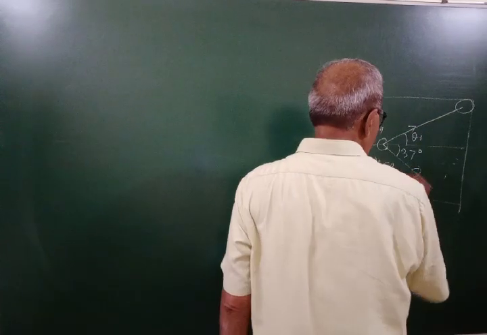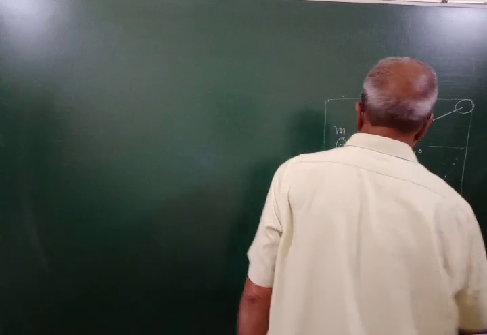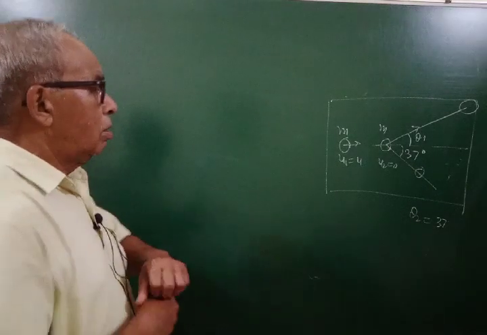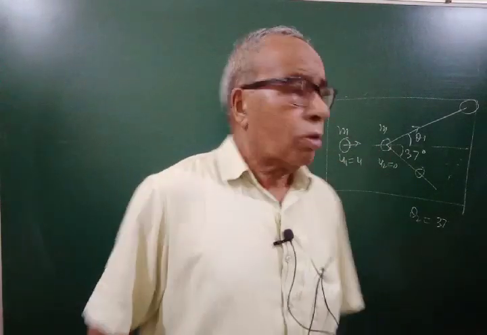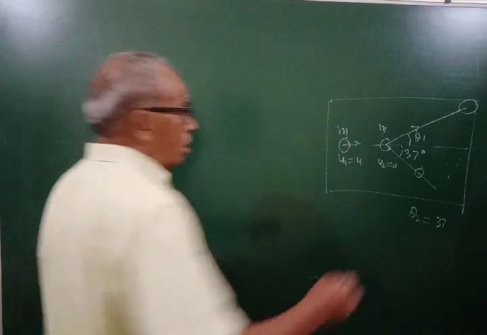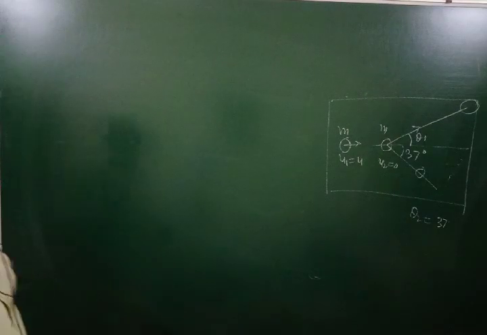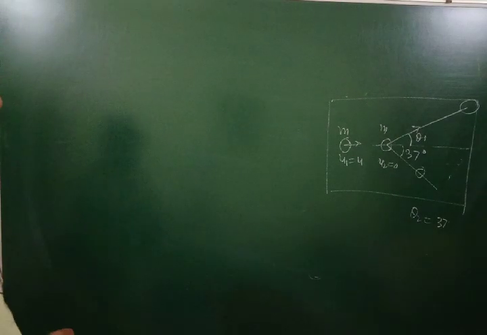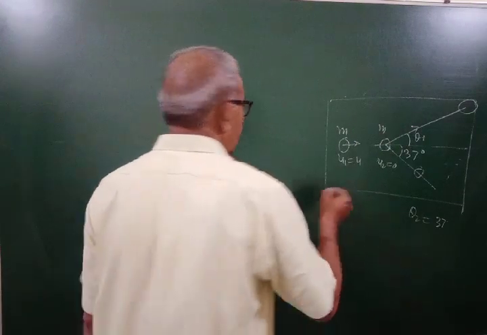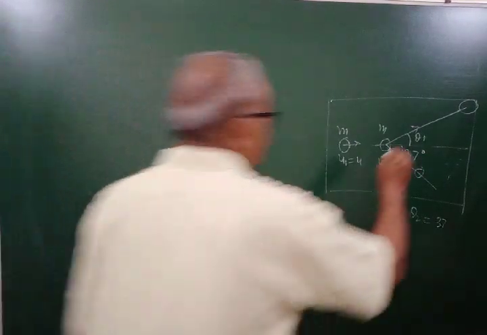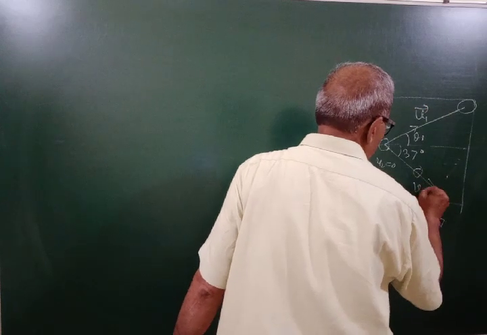Suppose I write theta 1, theta 2, here 37 degrees. I mean these two collide elastically. You are asked here what is theta 1. So how to solve this problem? Both masses are equal. So let the velocity after collision be V1 and V2.